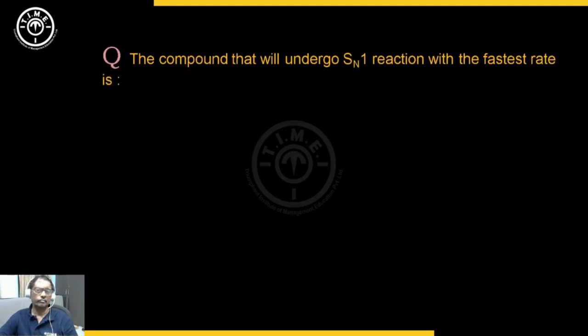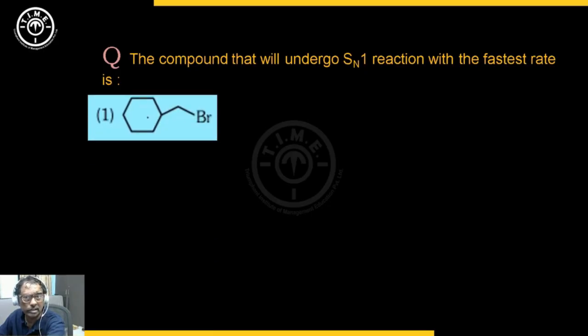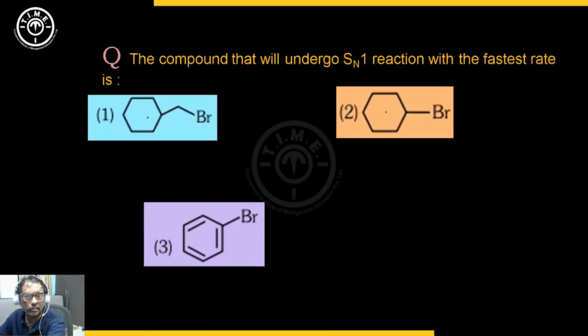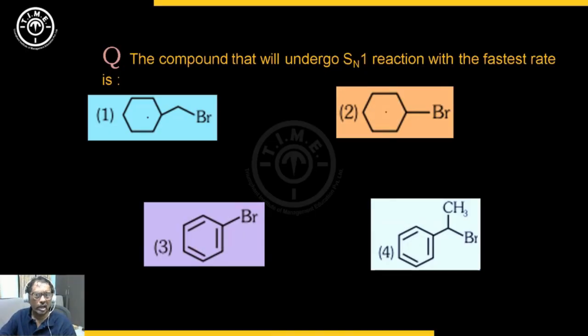Next question. The compound that will undergo SN1 reaction with fastest rate is the one whose carbocation is the most stable. Is it this or this or this or this? So if I remove this Br minus, I am going to get a primary carbocation, not very stable. If I remove this, I am going to get a secondary carbocation, which is not so much stable, right? This is 1 degree carbocation, this is 2 degree. This is a phenyl carbocation, very unstable, 3 will not happen at all.